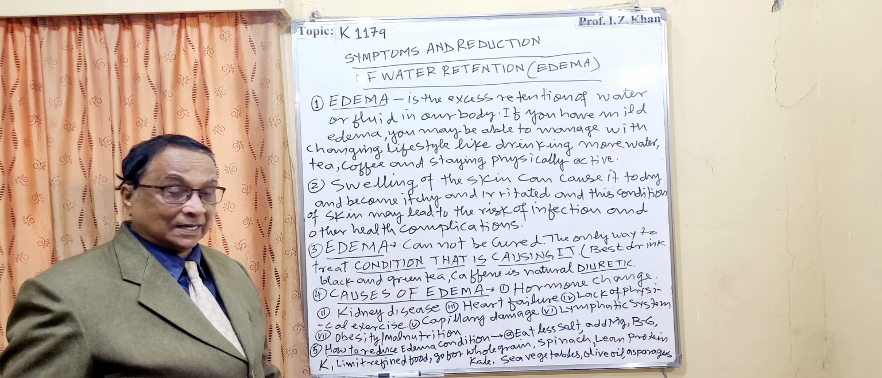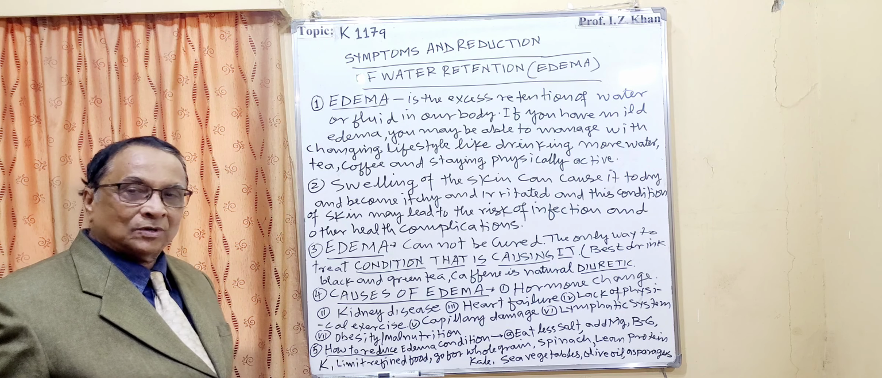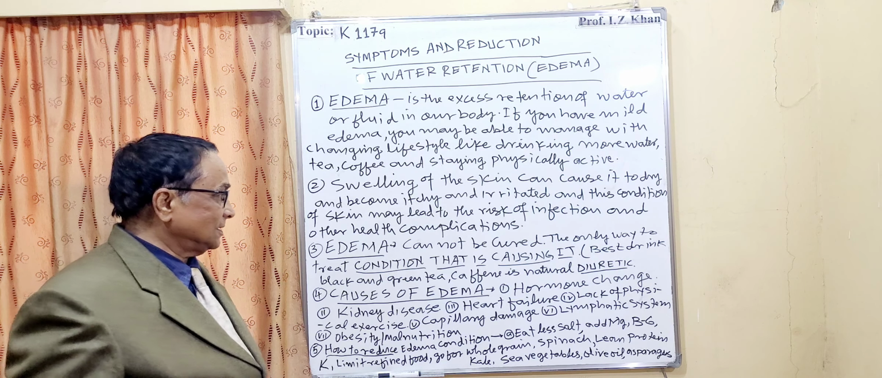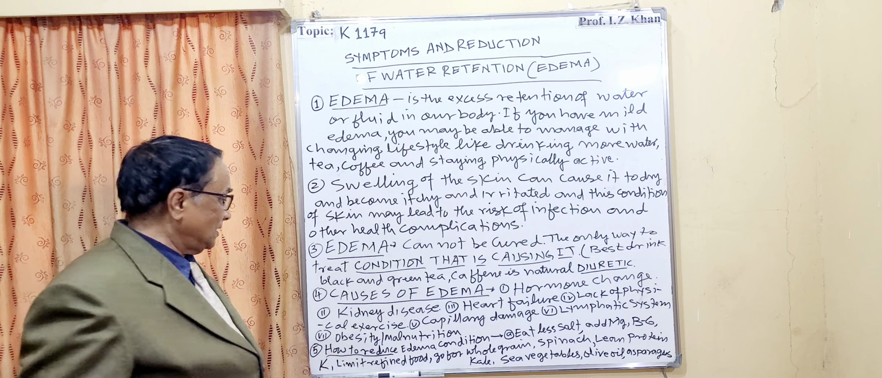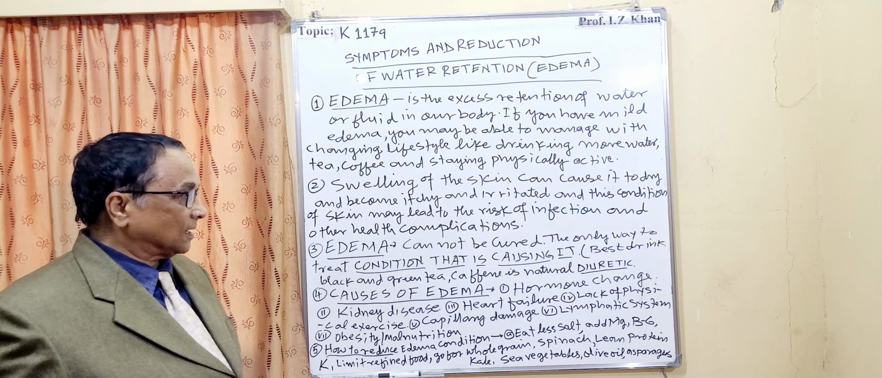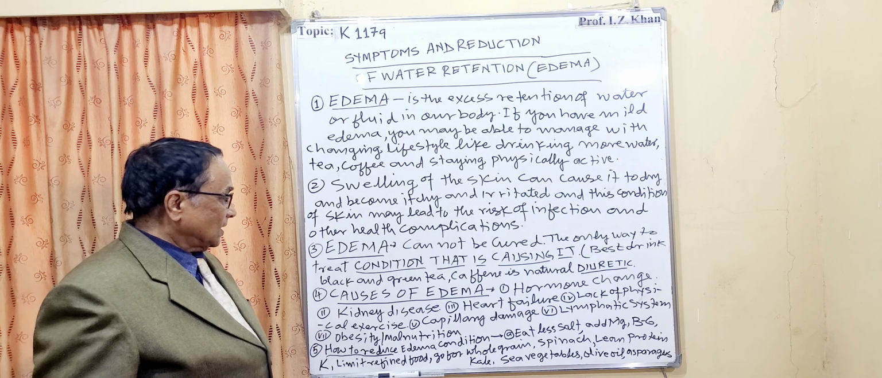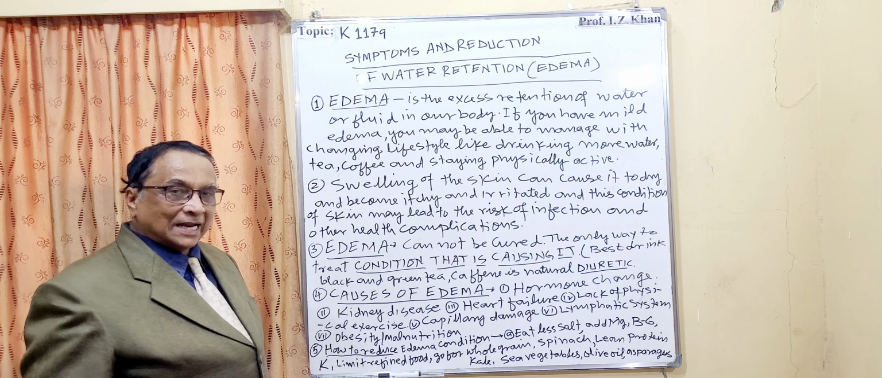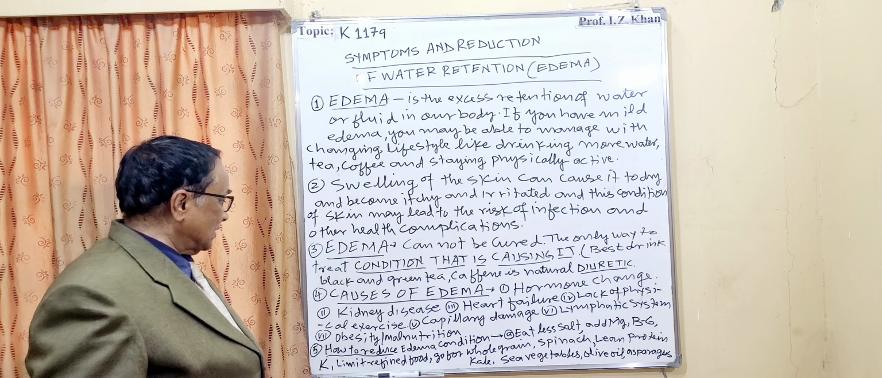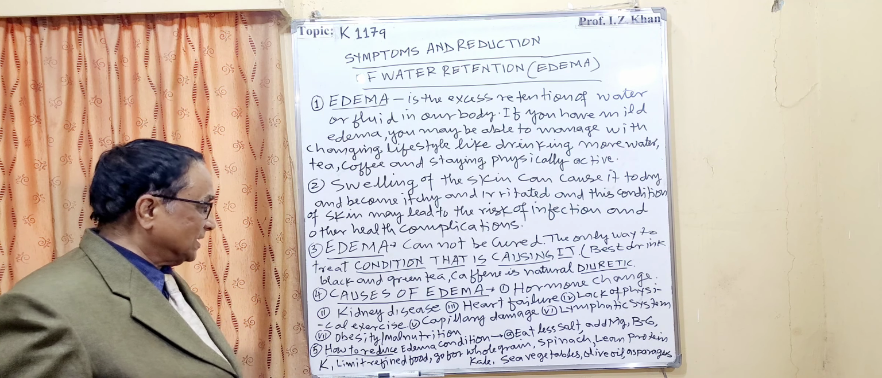Number 4, causes of edema. I have already told you the causes. Again, I am just mentioning them. The first cause is hormone change, in females and other persons also. Number 2, kidney disease. Number 3, heart failure. Number 4, lack of physical exercise. 5, capillary damage. 6, lymphatic system. 7, obesity, malnutrition.